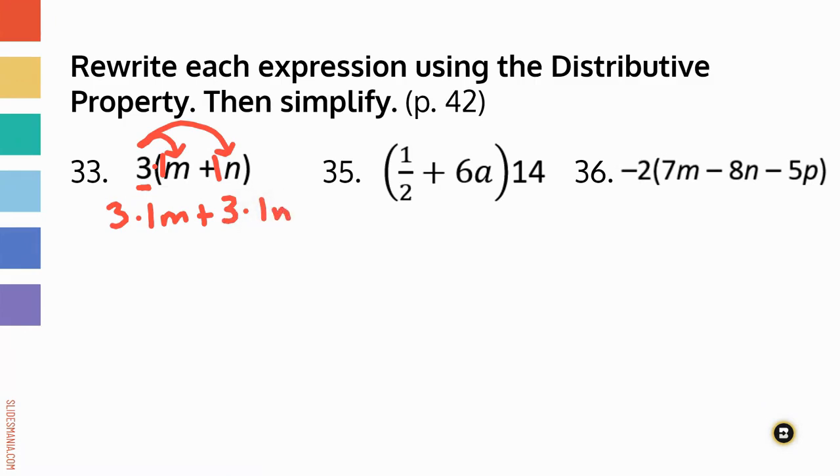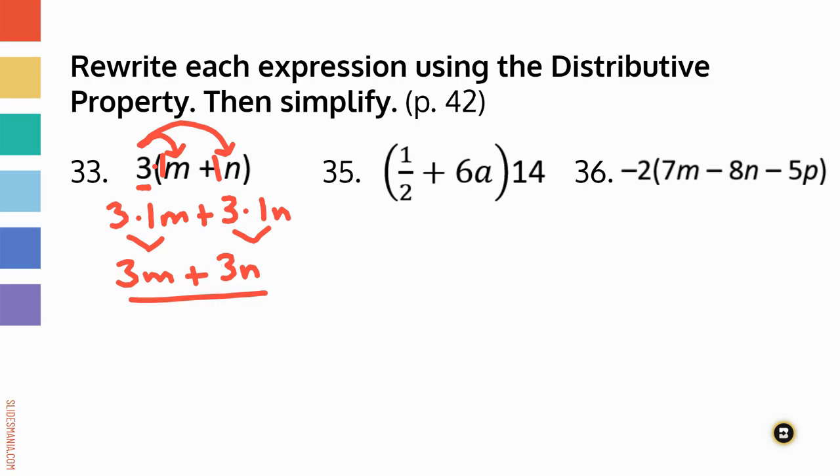And I will tell you, the biggest mistake that people make when they're distributing is they don't distribute to the second number in the parentheses. So you got to make sure you distribute that 3 to both numbers or both terms in the parentheses. Okay, now we're going to multiply. So 3 times 1m, that's 3m. And then 3 times 1n is 3n. And then this is our simplified expression. So 3m plus 3n. M and n are not like terms, so we can't add them together.